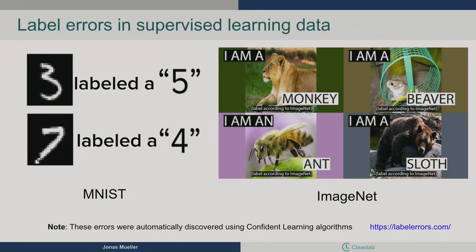One particular type of data problem that's near and dear to my heart is label errors in supervised learning data. I'll talk about these in a little bit, but in the famous machine learning data sets like MNIST or ImageNet, there's a ton of data that is straight up mislabeled, even though these have been studied by thousands of machine learning researchers, and these are data sets where getting a 0.01% increase in accuracy can be a big deal for the field of machine learning research.